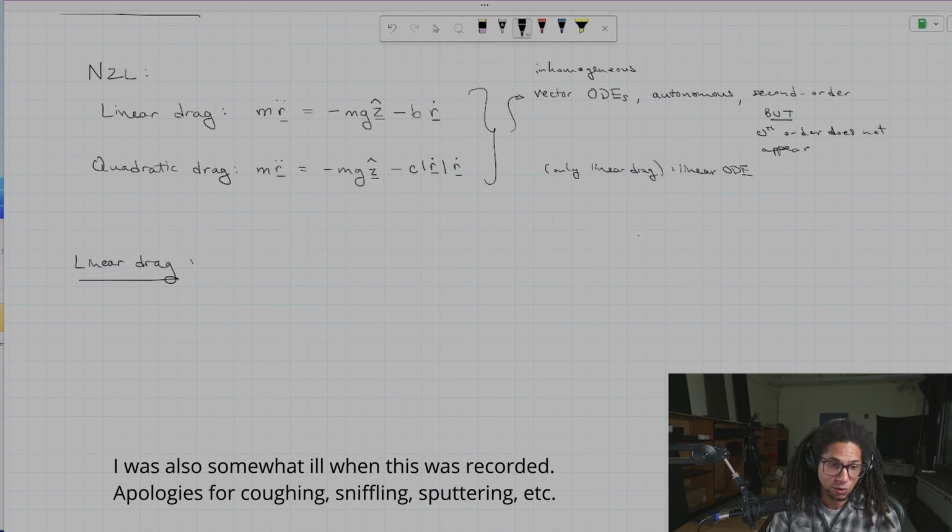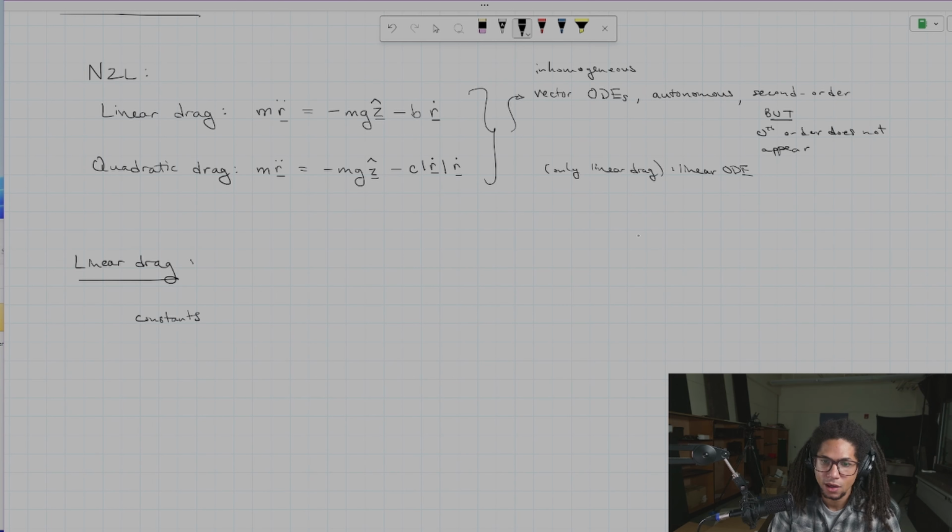The first thing that I'm going to do is non-dimensionalize this equation. Now, let's figure out what my constants are. To do that, I'm going to want to rewrite this equation so that I divide through by m. So I'll have minus g z hat minus b over m r dot. So my constants here are going to be g and b over m, because that's the only way that this constant ever appears. Then I'll have my initial conditions, so I'll have what I'll call r dot naught, and I'll have r naught.